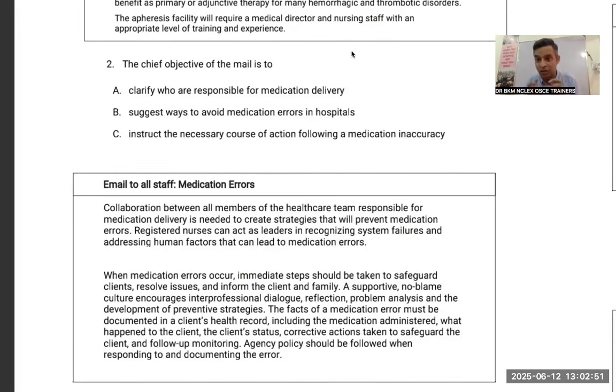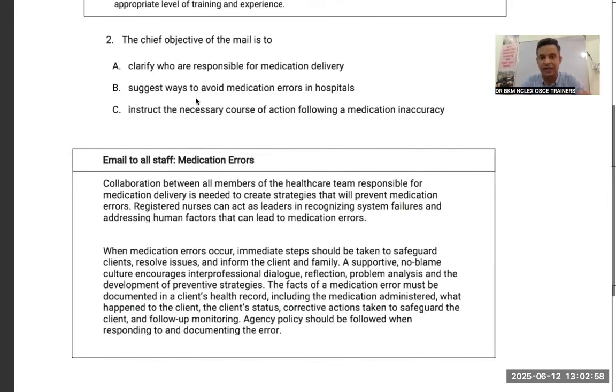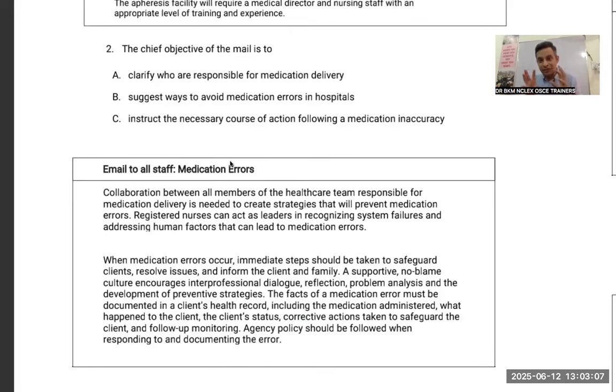In this question, the word chief is also very important. Chief means what is the main aim. Let's read the paragraph. Email to all staff, medication errors. First of all, the subject is a very important thing in these questions. So the chief objective of this email is that we have to give information about the medication errors to the staff. Now I can understand the topic. The chief aim of this mail is to give information to staff. About what? About the medication errors.